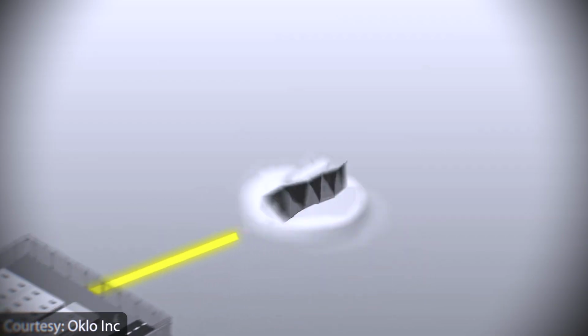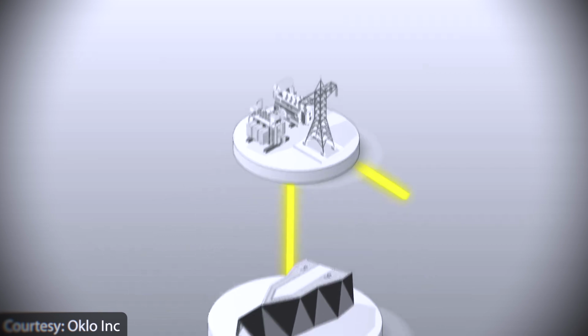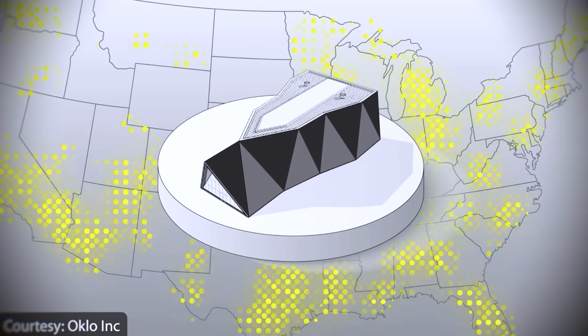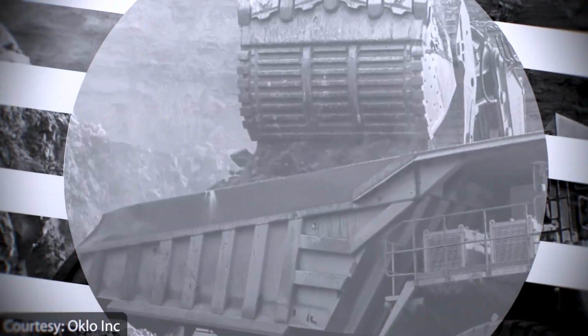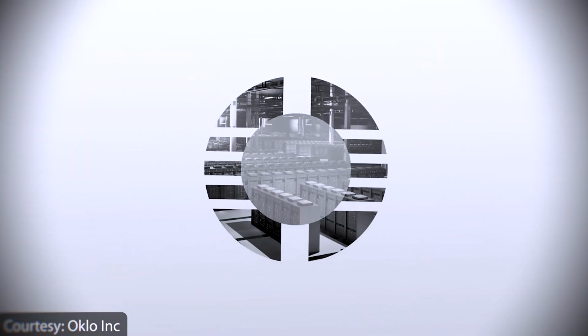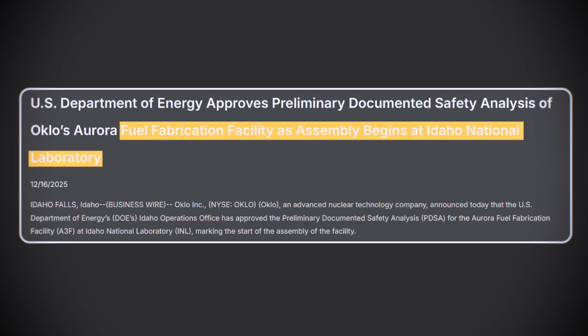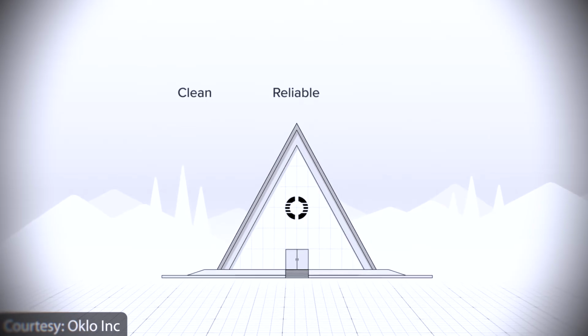Oklo's selection for the U.S. Department of Energy's reactor pilot program fundamentally altered its timeline. Instead of waiting years for full commercial licensing before building, Oklo can now begin construction while NRC licensing continues in parallel. In December, the DOE approved a key safety document allowing Oklo to begin fuel fabrication work at Idaho National Laboratory. That means Oklo is no longer a concept. It is constructing nuclear infrastructure today.